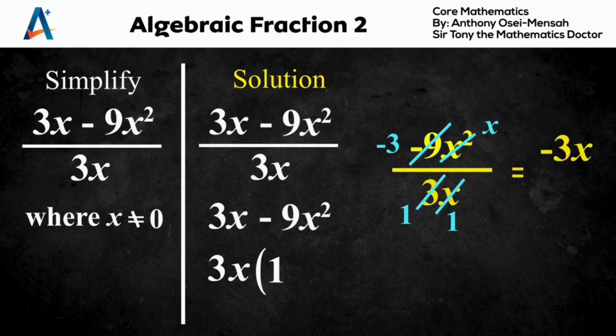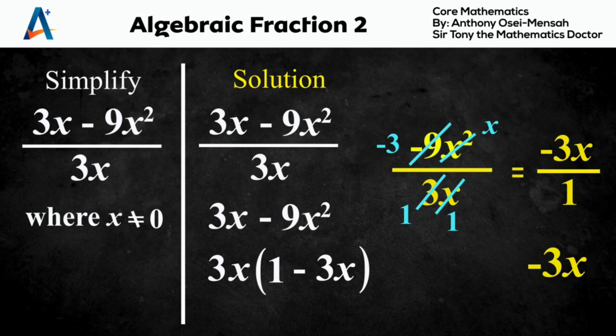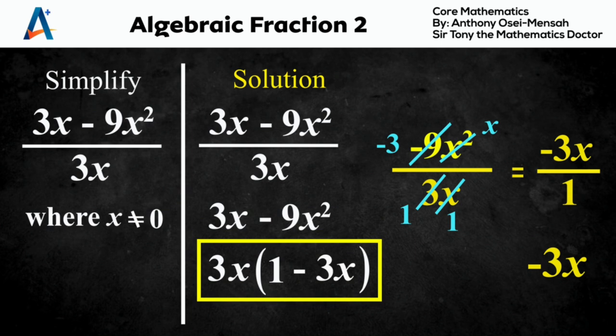So negative 3x divided by 1. The reason is that at the numerator, we have negative 3x remaining, and at the denominator, we have 1 times 1, that is 1. So negative 3x all divided by 1 gives us negative 3x. So we replace it in the bracket with negative 3x, or minus 3x. So at the end of the factorization, we have 3x into bracket 1 minus 3x.